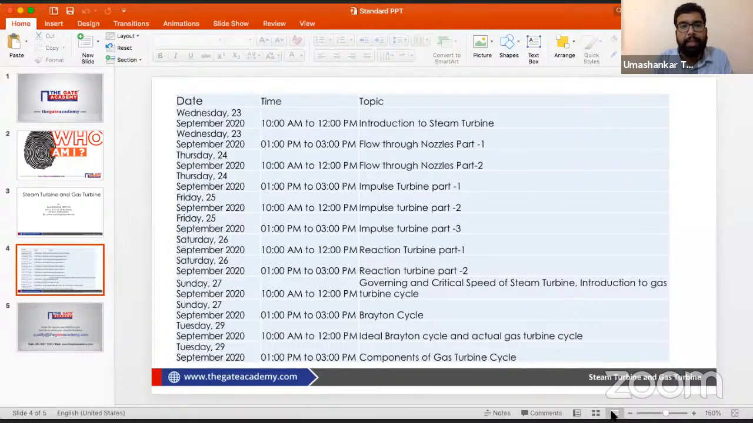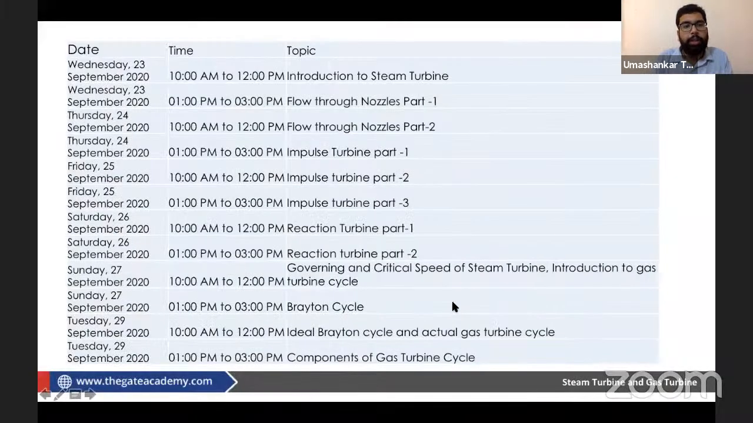So in the next lecture, right from 1 p.m. to 3 p.m., we are going to discuss some of the basics of the nozzles that were left, and we will start with the impulse turbine part 1.